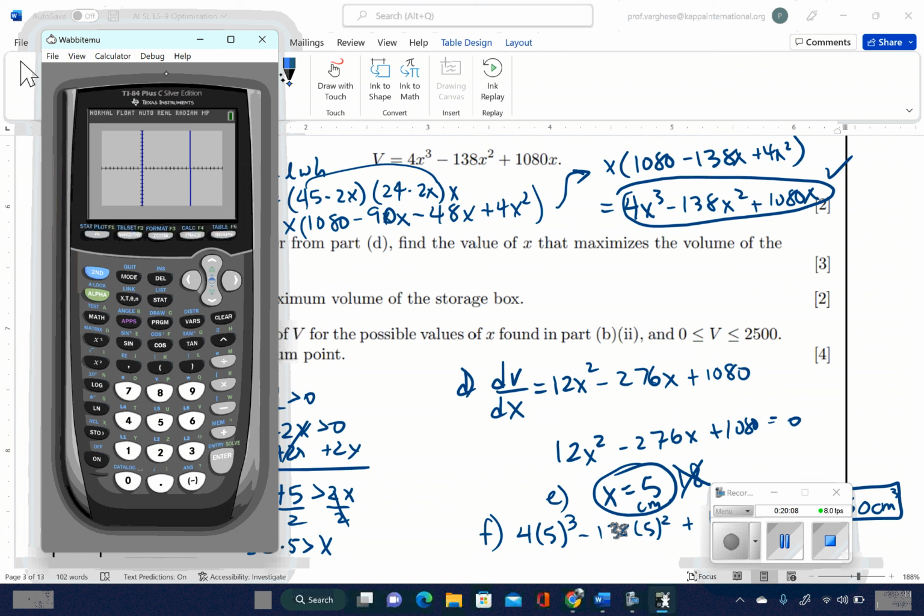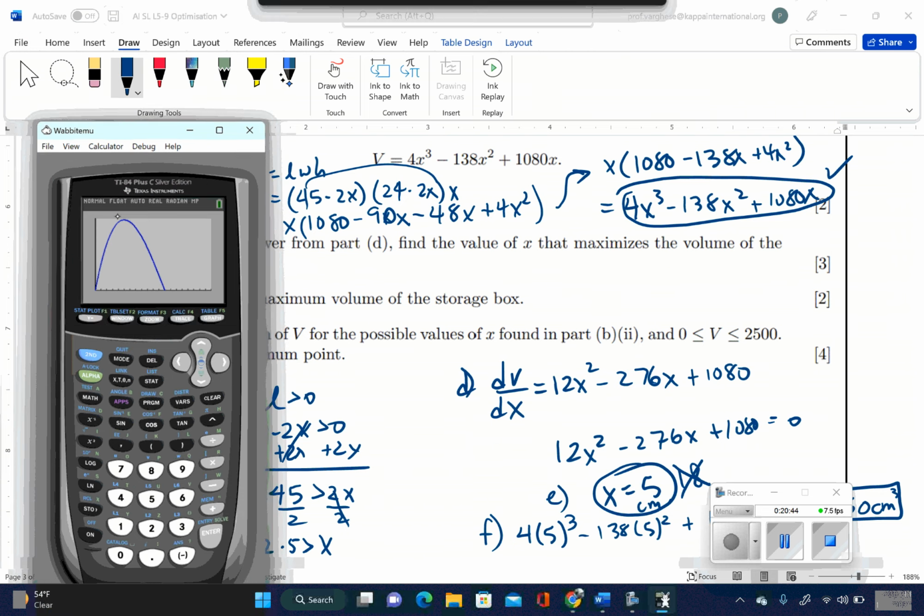So it says it wants my volume to be from 0 to 500. So I'm going to hit window, and I'm going to change my volume, so my x can't be negative. I'll leave that x max at 20, and I'll change my y max, which is our volume, and they want it to be till 2500. Okay, so now go ahead and hit graph, and okay, perfect. This is why they want the 2500. They want us to sketch that.